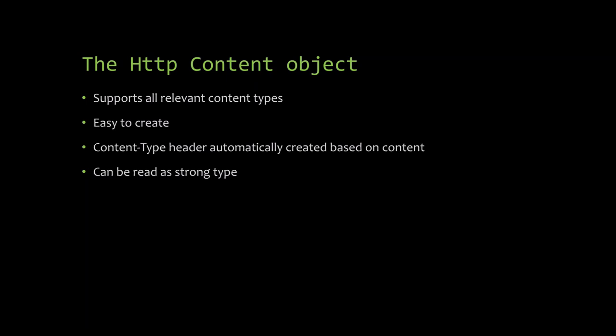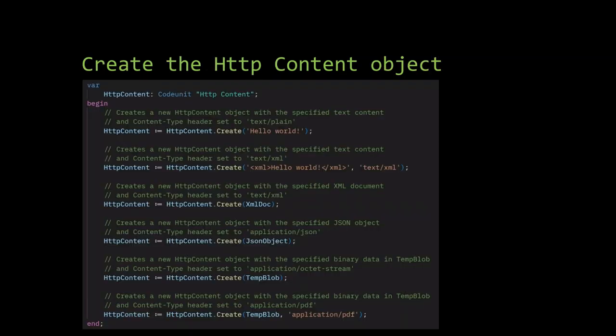And you can use functions to read the content as a strong type. So you don't need to convert it to JSON or XML or text or binary. It supports functions to do the conversion for you. So here are a couple of examples. This first one here, HTTP content.create hello world, sets a text content, and the content type header will be text/plain.